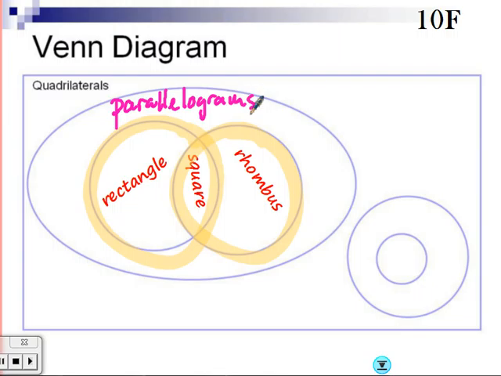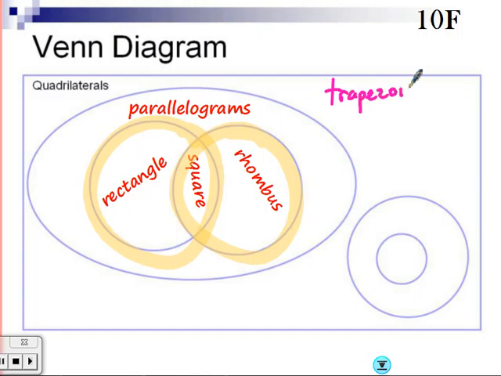And then we had two specific quadrilaterals that weren't in the parallelogram category, and that was a trapezoid. And then very specifically, we had an isosceles trapezoid.